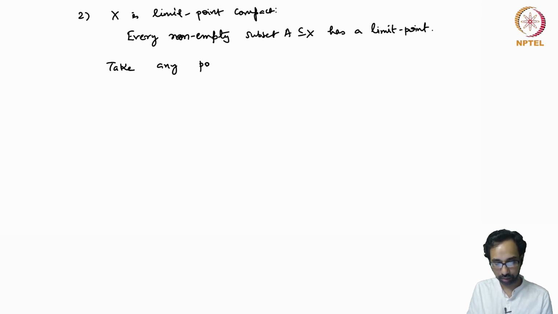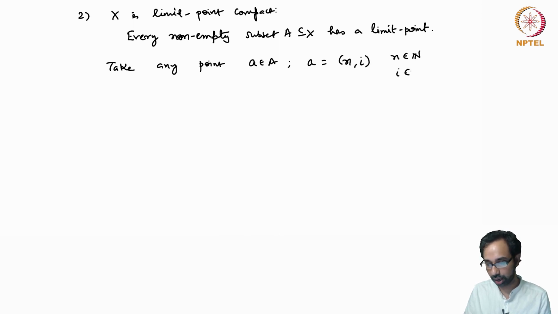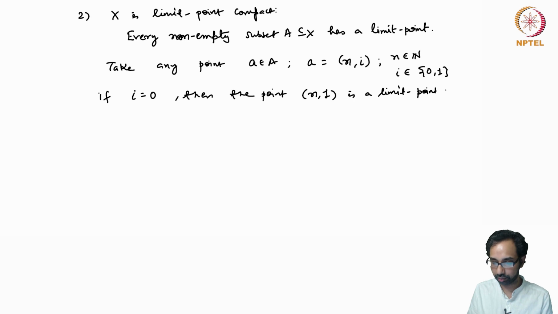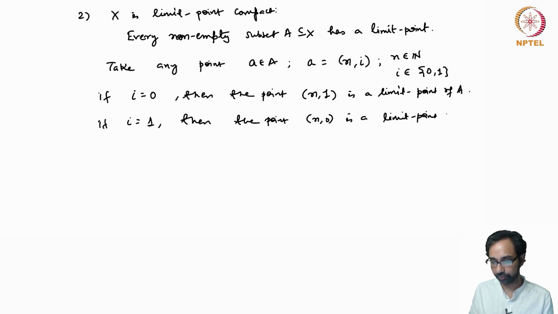take any point a in A. So a is of the form (n, i), where n belongs to the natural numbers and i belongs to the two-point set. And I will show that if i equal to 0, then the point (n, 1) is a limit point of A. And similarly, if i equal to 1, then the point (n, 0) is a limit point. So let me just prove the first one, because the second one is similar.